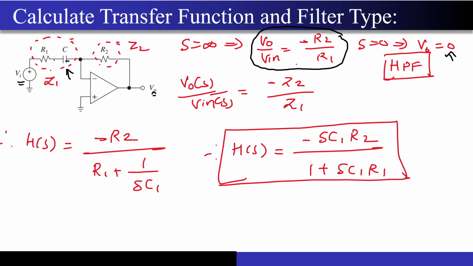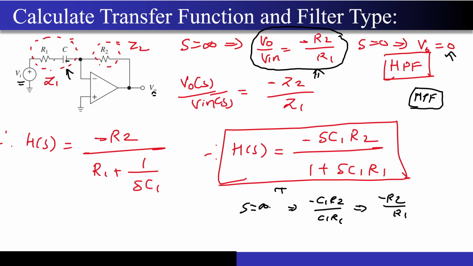Correct? At high frequencies I am getting a gain, at low frequencies I am not getting the gain. This is the characteristic of the high pass filter. Right? Now let's try to see whether this is a response of the high pass filter or not. If I put S equal to infinity, what am I going to get? You will be just left with minus C1 R2 upon C1 R1. That is equal to minus R2 by R1, and this is what we are also getting over here.